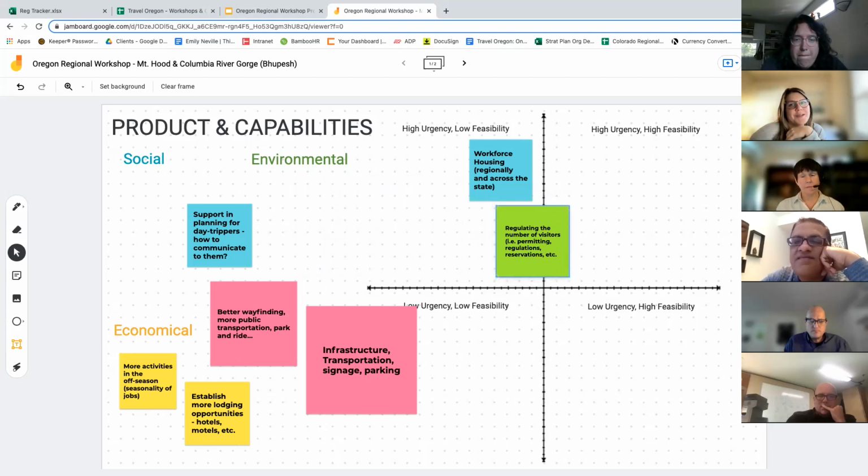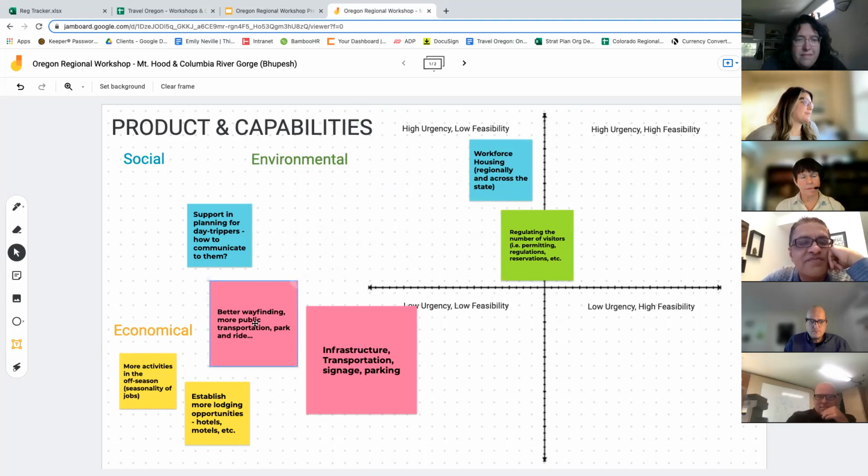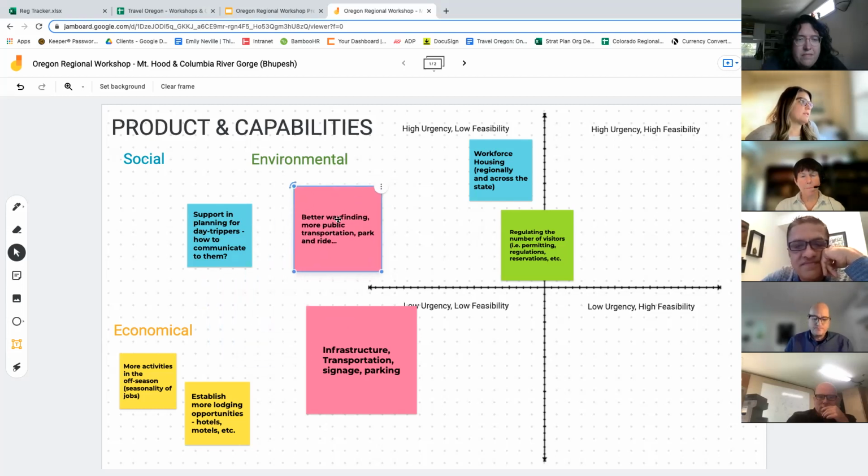Maybe let's put it somewhere in the middle. Emily, you've had it. Better wayfinding for people in transportation, park and ride. And I know, to Lizzie's point, this might go along with supporting those people that come into the city and educating them.